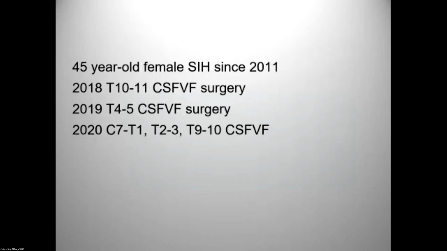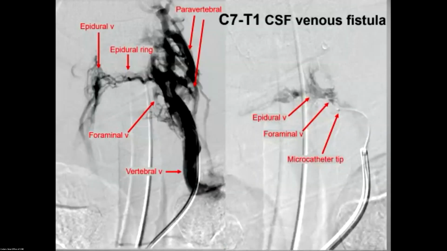Next one is a complicated case of a 45-year-old woman with SIH, long-term. This was a 10-year history. She had several surgeries, and every time the surgery was successful, but a little bit later, the patient became symptomatic, and repeat examinations showed new de novo fistulas. The most recent one was seen in the cervical thoracic spine at a couple of different levels, and then at the T9-10 level. So there's an example where we put the catheter into the innominate and select the vertebral vein.